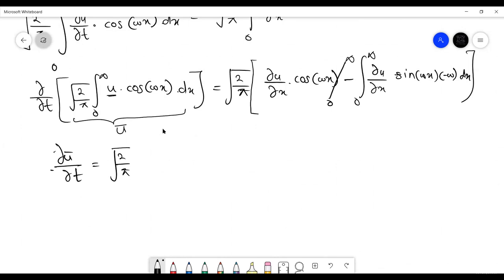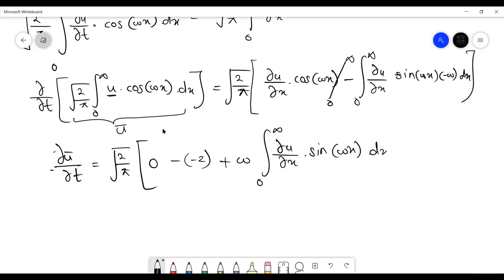Now we have to see the boundary conditions. They have said when x approaches infinity, u becomes 0. So obviously ∂u/∂x is also 0. Minus, when we substitute 0 for x, cos 0 is 1, and ∂u/∂x when x is 0 is given to us as minus 2. So this is minus 2. Minus, we have minus ω. If that ω comes out, this becomes plus ω. What remains is the integral from 0 to infinity of ∂u/∂x into sin ωx dx.